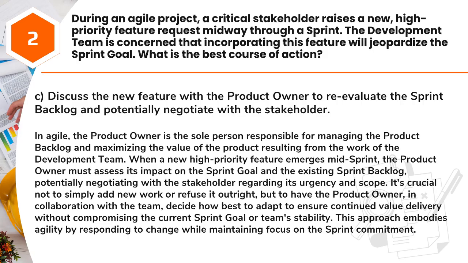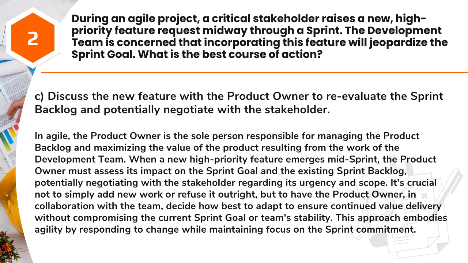Answer: C. Discuss the new feature with the product owner to re-evaluate the sprint backlog and potentially negotiate with the stakeholder. In Agile, the product owner is the sole person responsible for managing the product backlog and maximizing the value of the product resulting from the work of the development team. When a new high-priority feature emerges mid-sprint, the product owner must assess its impact on the sprint goal and the existing sprint backlog, potentially negotiating with the stakeholder regarding its urgency and scope.